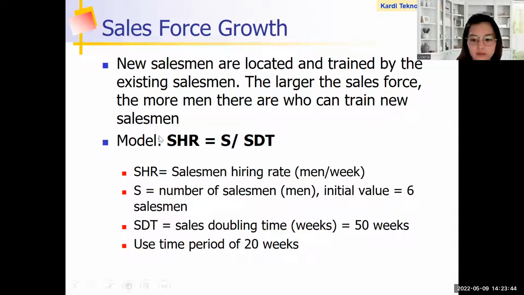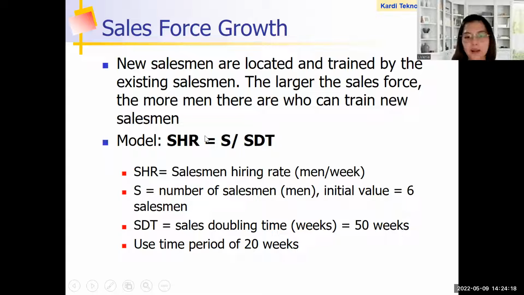So then what we do here, we said SHR, salesman hiring rate, equals the number of salesmen divided by SDT. What is SDT? Sales doubling time. If you look at this, what is this actually? This is a rate equation. And you see, the R in SHR represents rate.